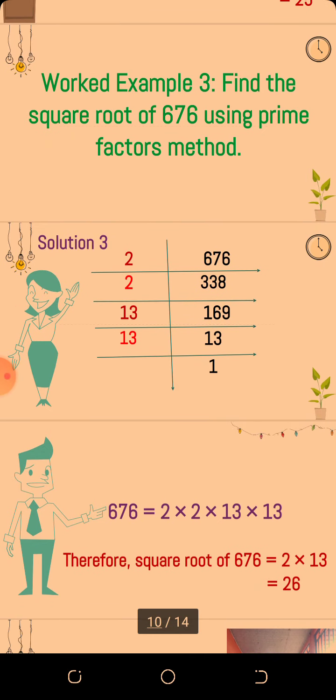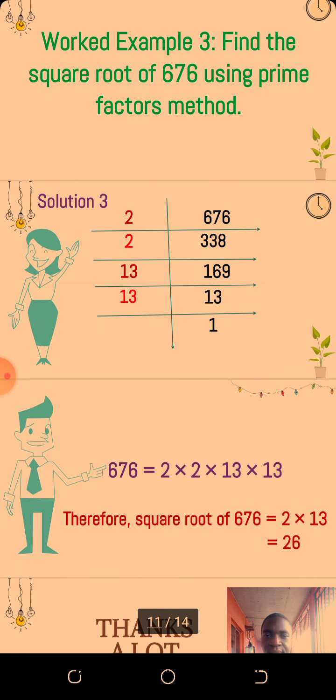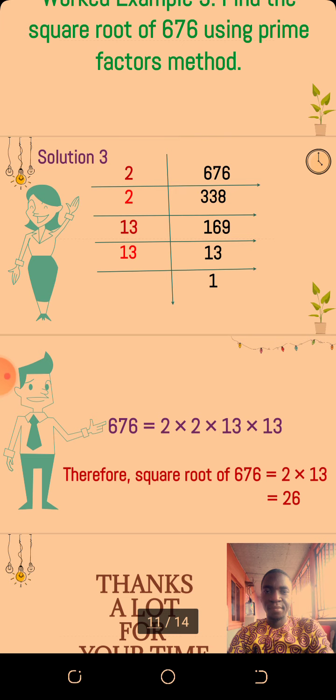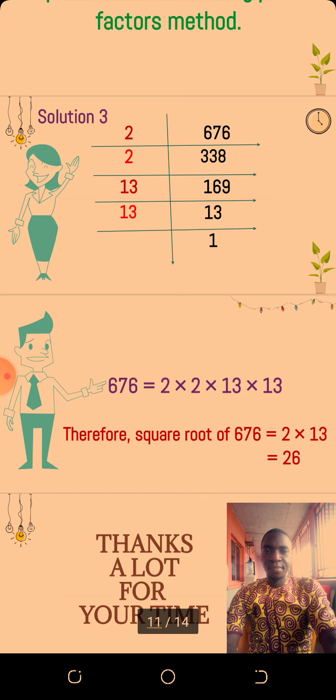Example number 3. We are told to find the square root of 676 using the prime factor method. Since 2 can go in 676, 2 will go in 676 338 times. 2 will go in 338 169 times. Since 2 cannot go in 169 without any remainder, we will move to the next prime number, which is 3. 3 cannot go in 169 without any remainder.